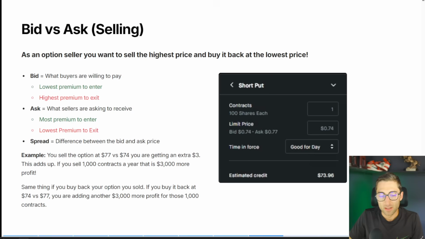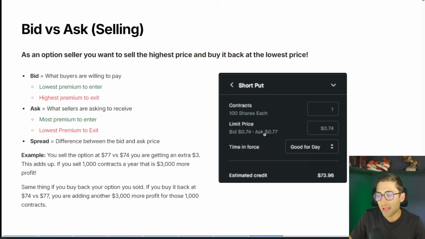Let me switch this. And as the seller, the only thing that flips here is entering and exiting. You kind of go backwards here. So when you're selling options, you want to get the highest price when you enter, and you want to buy it back at the lowest, right? So you keep the difference between the option when you get in and when you get out. So you keep it as it decays.